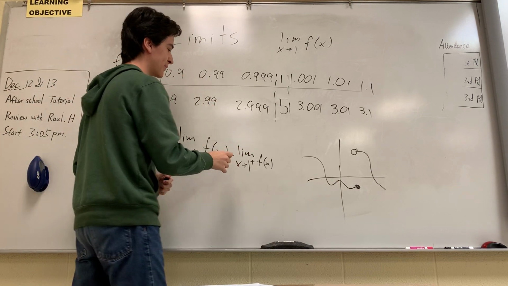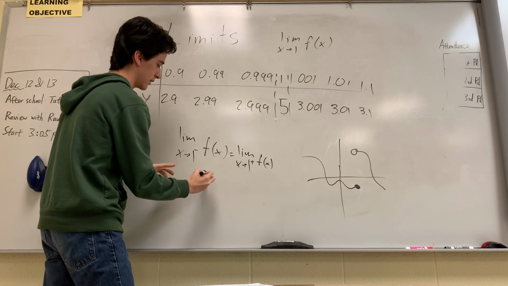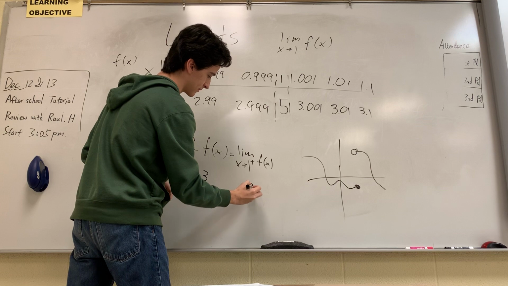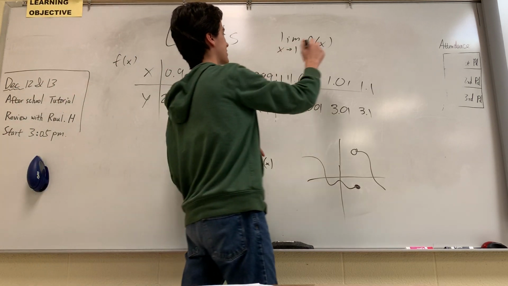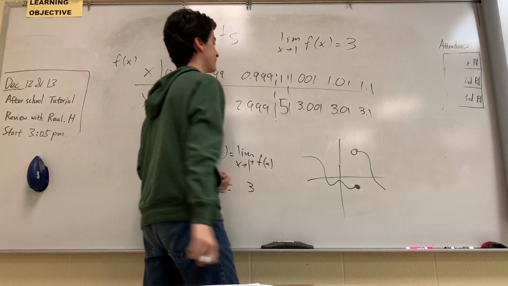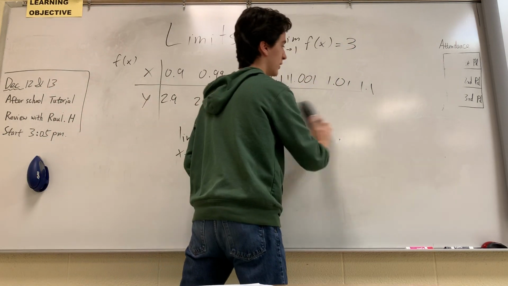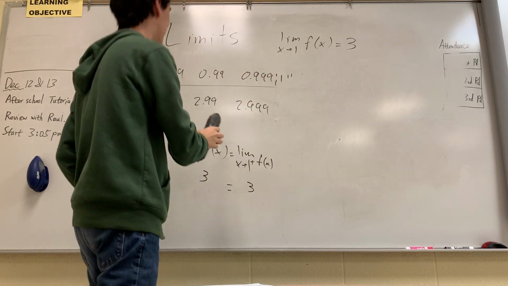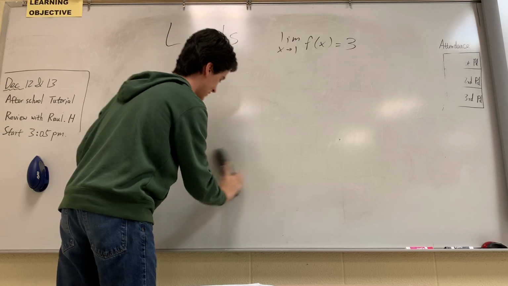So in the table here, we would say that from the left side, it's approaching 3. From the right side, it's approaching 3. And we do see that these are equal, so it's pretty safe to assume that the limit as x approaches 1 is equal to 3. So that's the table way to do it. We also have a bunch of algebraic ways of solving limits.